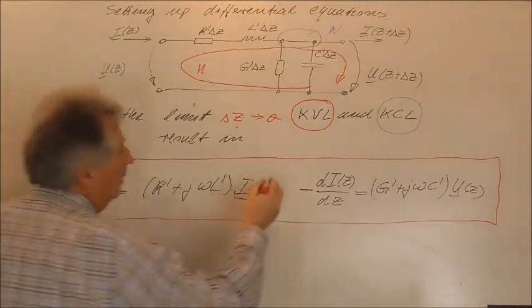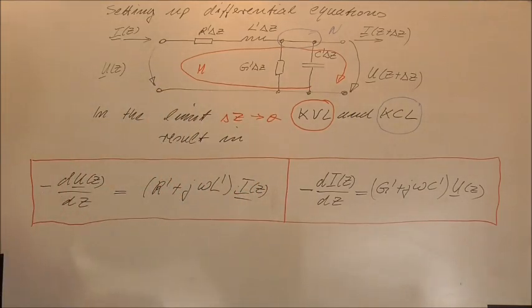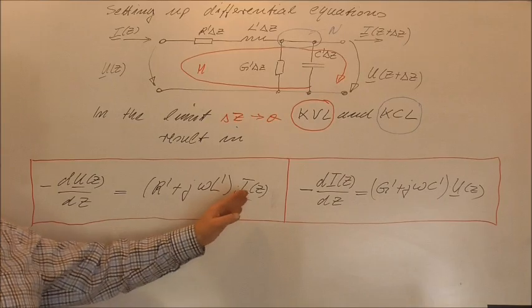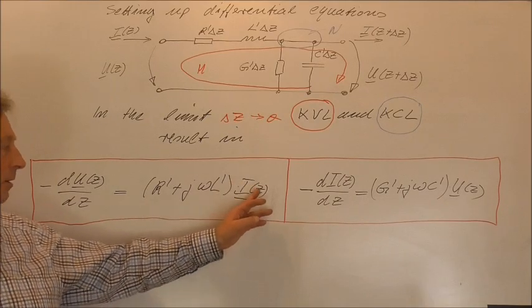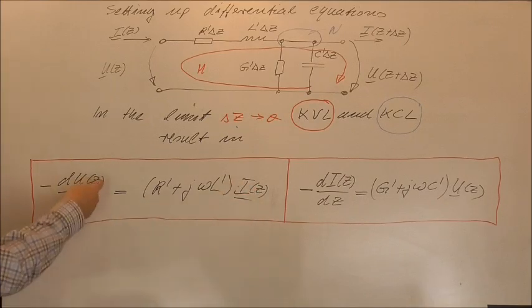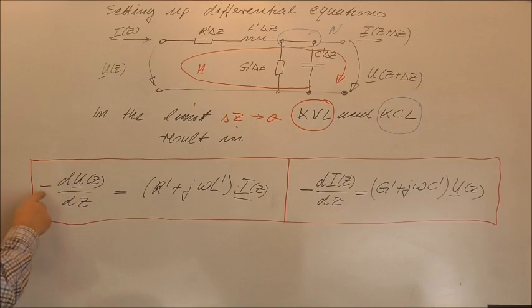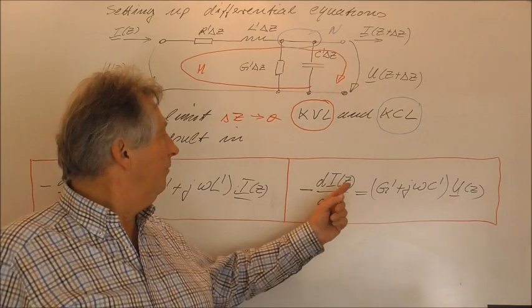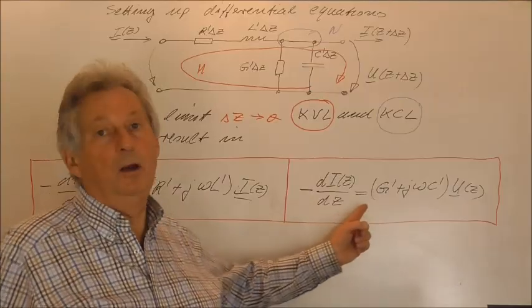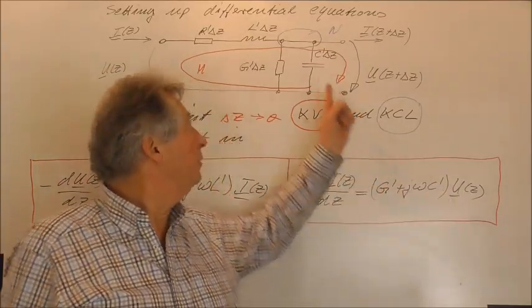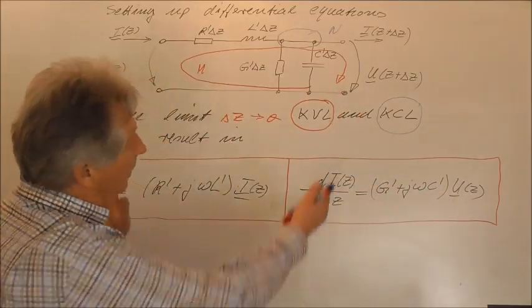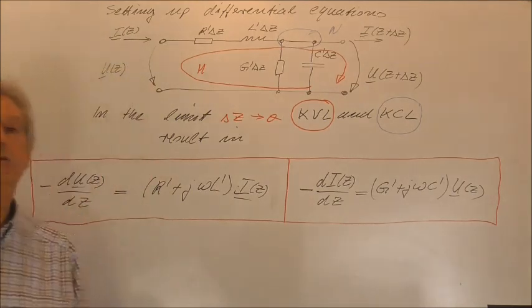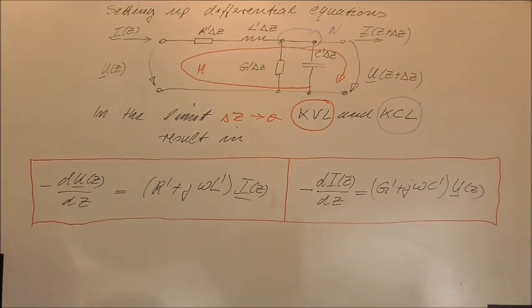and these two differential equations relate the current at a certain point z to the derivative of the voltage, and this is the decay of the voltage, because if the voltage decays, this will be positive. And also here, the decay of the current is related to the voltage at a certain point in space. And in the next step we will combine these two differential equations.